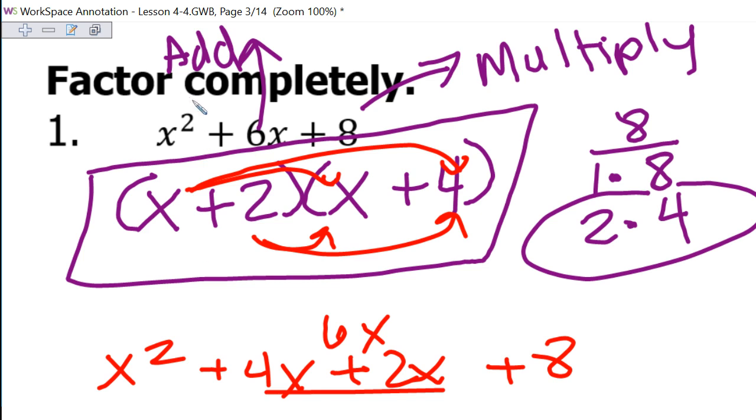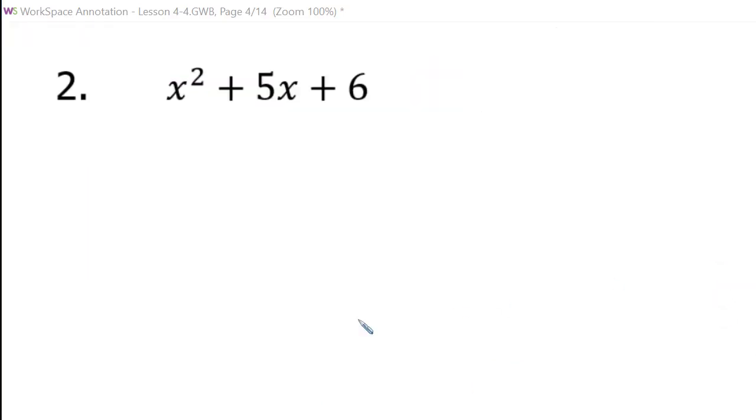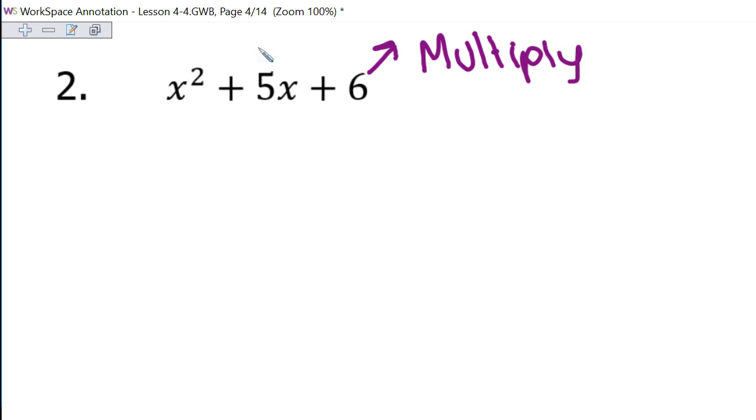Yes, we did. So you can always check your answer by double distributing. Next one, number 2. We want to find two numbers that multiply to 6 and add to give you 5.